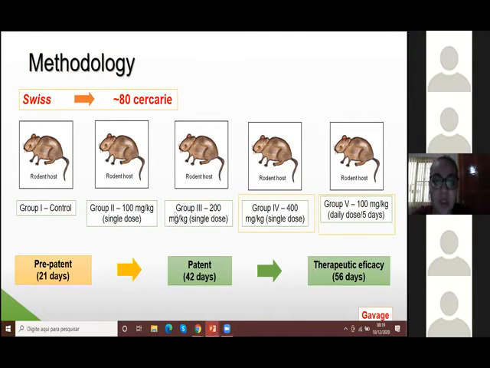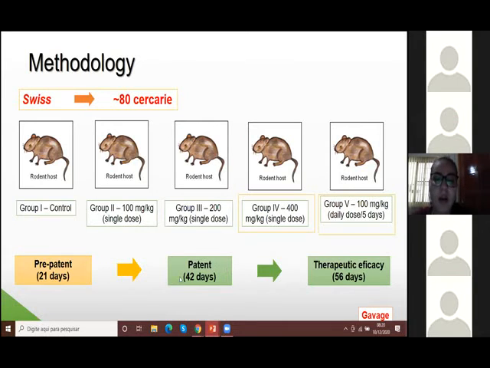Group 3, 200 milligrams per kilo at a single dose. Group 4, 400 milligrams per kilo, and group 5, 100 milligrams per kilo daily for 5 consecutive days. In the first step, we tested in patent infection. This patent infection is 42 days post-infection.